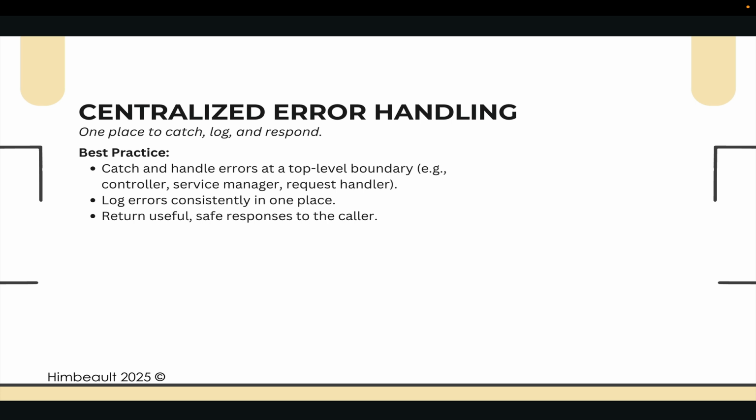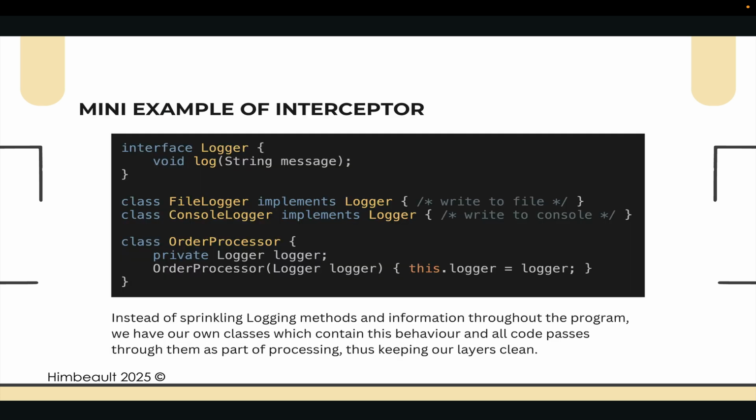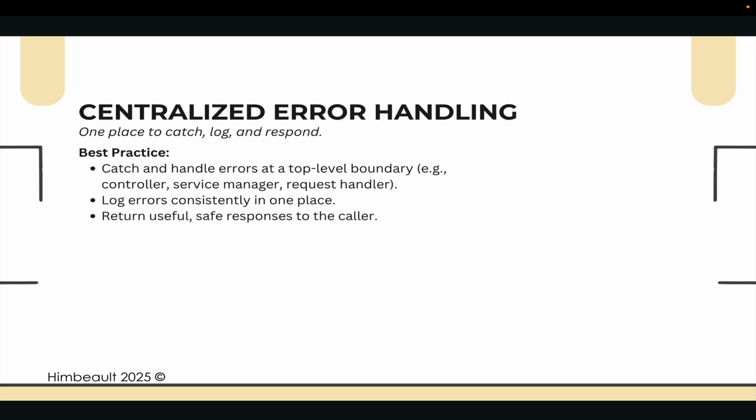Now, when it comes to centralized error handling, we have some best practices here. We want to have one place that can catch the errors, log them, and then respond. So we may want to be logging more than just error messages, hence these different loggers and the ability to use them in the processor classes. But in addition to that, you might want to also be logging your exceptions, right? And this can all be handled at some kind of top level boundary.